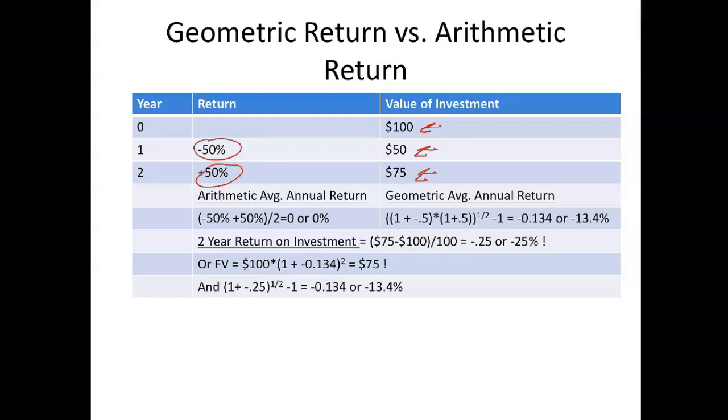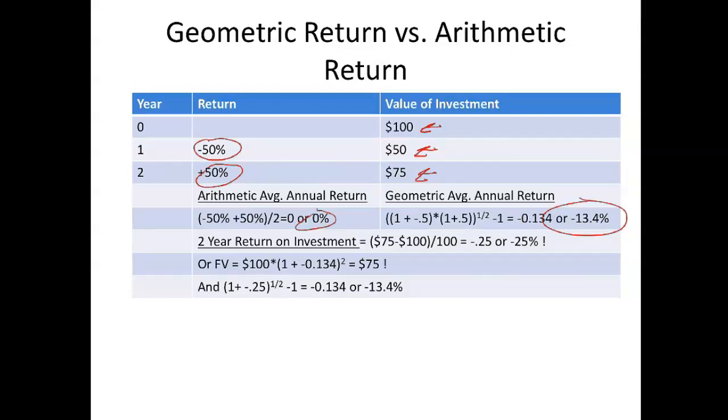So when we calculate the arithmetic average annual return, it is simply going to be the negative 50% plus the positive 50% divided by 2. In other words, just a simple average. That works out to be 0%. So our average return of this investment is 0. But let's take a look at the geometric average return. We'd calculate that as 1 plus the minus 0.5 multiplied by 1 plus the positive 0.5. And since this is 2 periods, we raise that to 1 over 2, subtract 1. And our average annual return on our investment was a negative 13.4%.